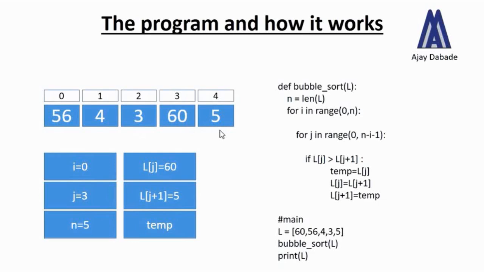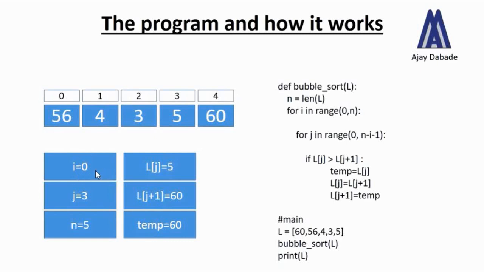L of j is 60, L of j plus 1 is 5 now, because the value of j has become 3. So L of j is 60 and L of j plus 1 is 5. These two numbers will get compared. Since 60 is greater than 5, again we will swap the numbers, and the largest number, that is 60, will come to the last. After swapping, you can see the number 60 has come to the last position because 60 is the largest among all the numbers. So this is what we wanted to achieve.